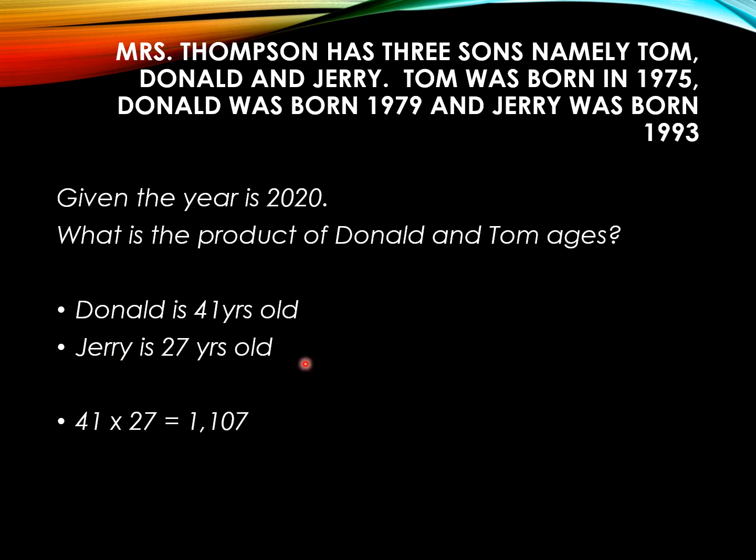And what do we do now to find the product? We multiply 41 multiplied by 27, or 41 times 27. And the answer that I got was 1107. You can work it out as I say and see if you get a different answer. But what I want you to take away here is the product. The product means multiplication. Right? Product means multiplication.